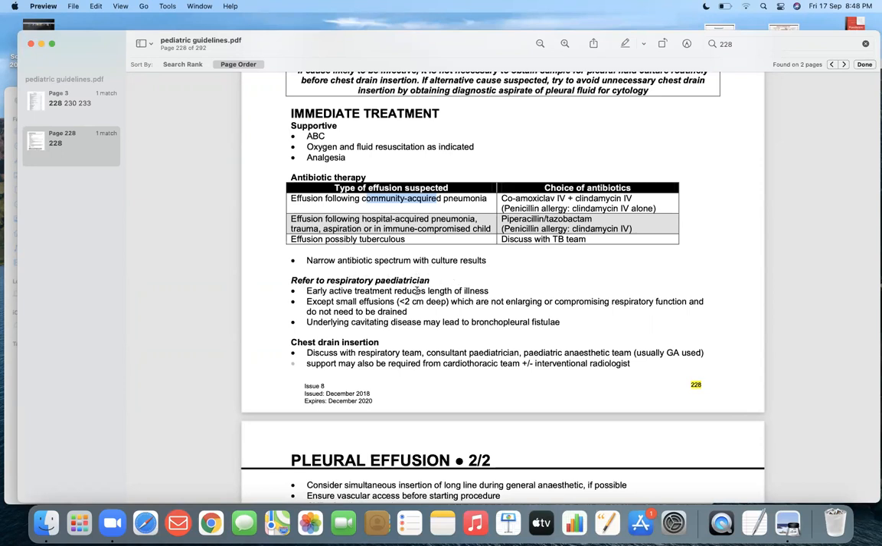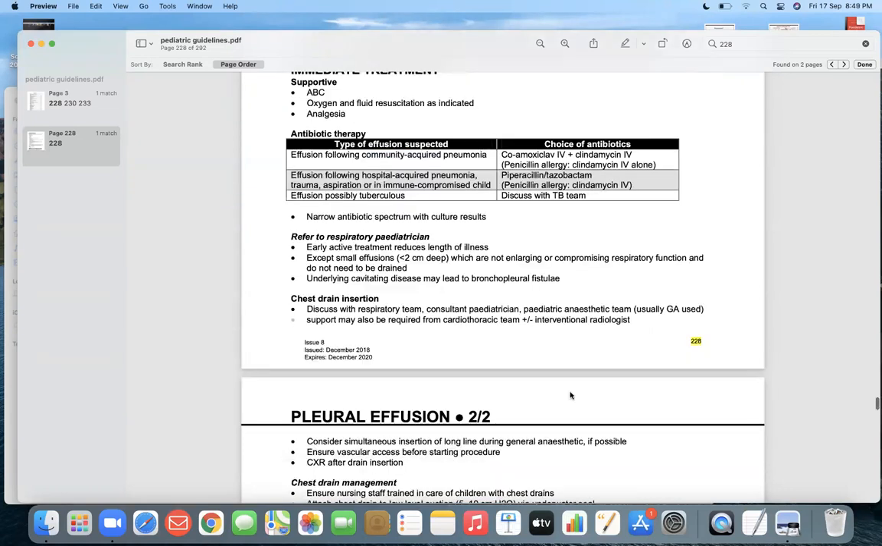When do you refer to a respiratory pediatrician? Early active treatment reduces the length of illness. Except small effusions less than 2 centimeters deep, which are not enlarging and compromising respiratory function, effusions do not need to be drained. Underlying cavitating disease may lead to bronchopleural fistulae. Okay, so for chest drain insertion type, I think we don't need it.